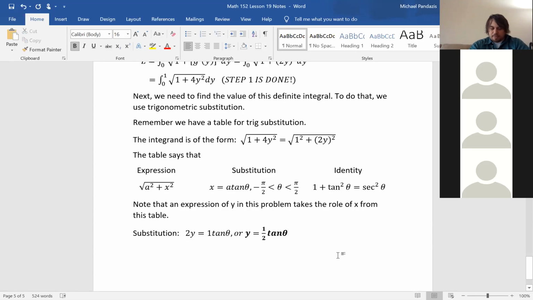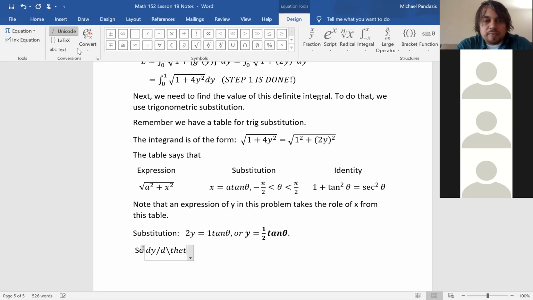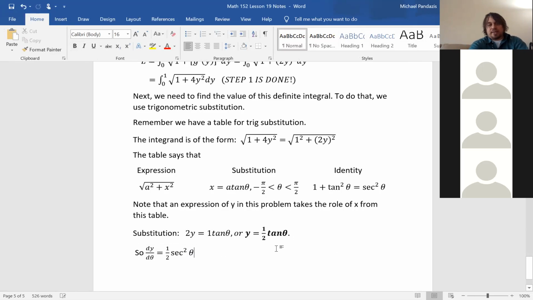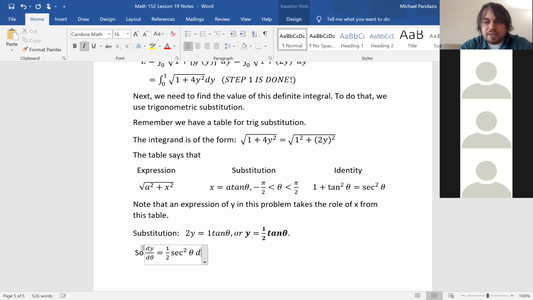Okay, so we have dy d theta is 1/2 secant squared theta. It's the derivative of tan theta, secant squared theta. So you get dy equals 1/2 secant squared theta d theta.